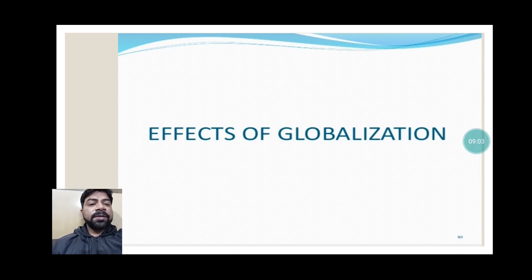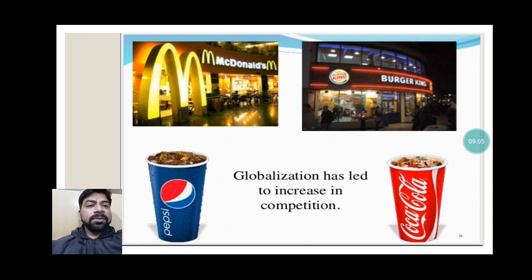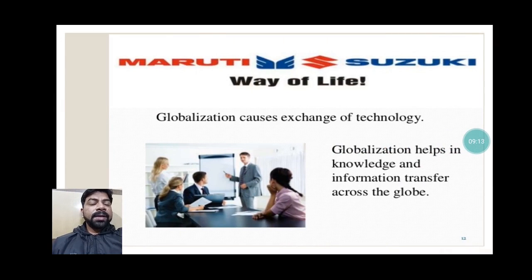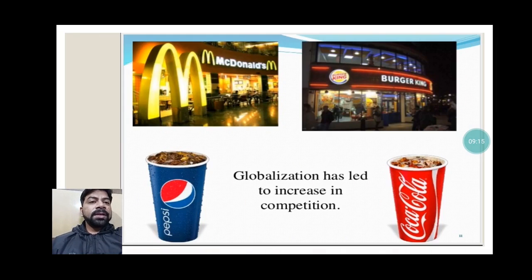Next, if we talk about the effects of globalization, you can see this is giving tough competition, increasing competition. As two brands were shown over there, McDonald's and Burger King, this will give competition. Pepsi and Coca-Cola will give competition to each other. So globalization leads to competition also.